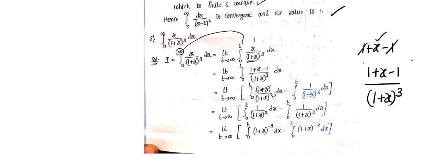I am taking this as a, this as b, this as c. We know that (a plus b) by c can be written as a by c plus b by c. So here you can observe (1 plus x) by (1 plus x) whole cubed dx minus 1 by (1 plus x) whole cubed dx. Here observe 1 plus x cancels with 1 plus x. Then we are going to get 1 by (1 plus x) whole square dx. This integration as it is.